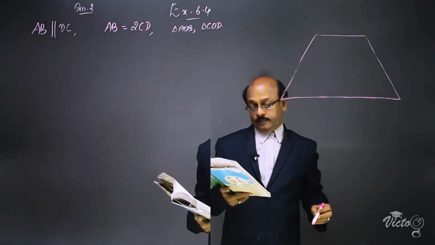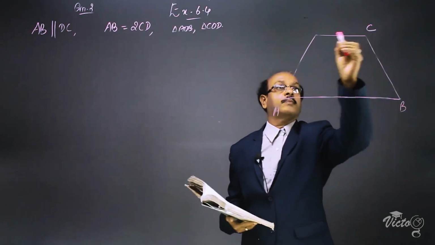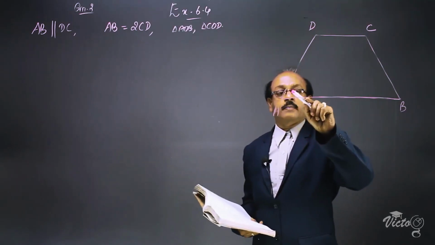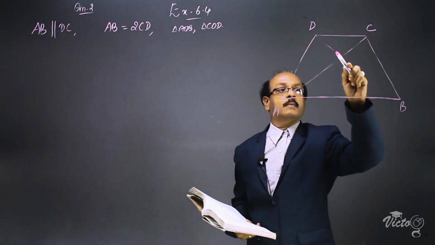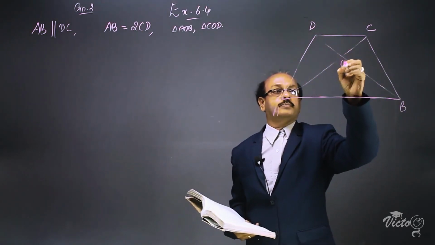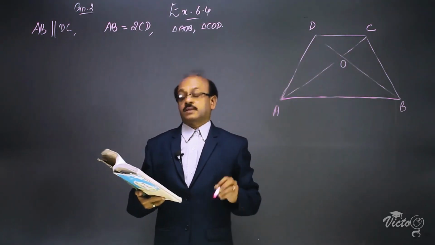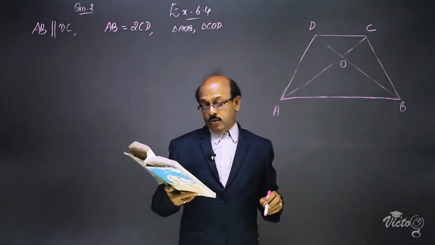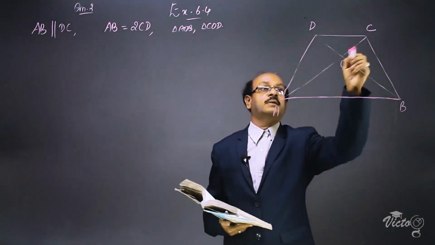Trapezium ABCD. The diagonals AC and BD intersect each other at O. AB is equal to 2CD is the given condition. This is the point O. We have to find the ratio of the areas of triangle AOB and triangle COD.